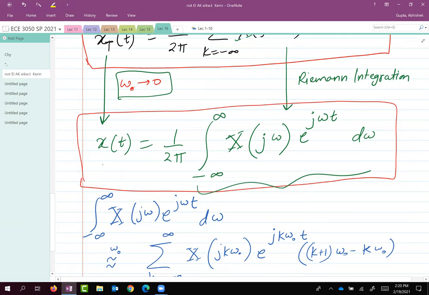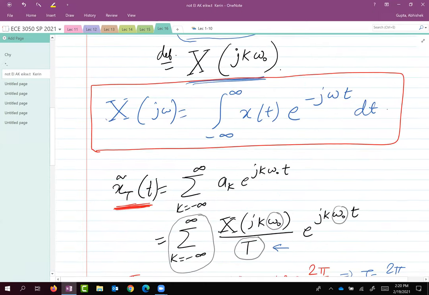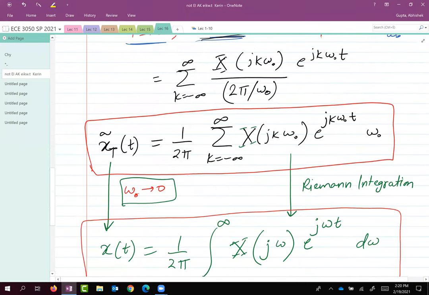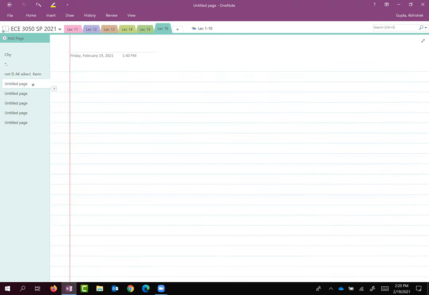Now I have been able to recover the signal x of t by taking the limit omega naught goes to 0. I'm able to recover x of t as an integral of X of j omega. So this gives me two sets of equations. One goes from small x of t to capital X of j omega, and the other goes from capital X of j omega to small x of t. And that defines my continuous time Fourier transform.